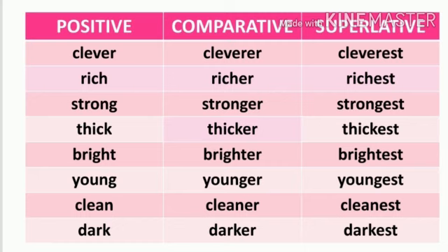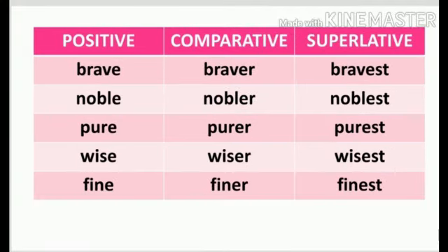Now, just observe the pattern. Clever plus ER, it becomes cleverer. Its comparative degree. And clever plus EST becomes cleverest. That is the superlative degree of the word clever. So, we can say most adjectives form their comparative degree by adding ER and their superlative degree by adding EST to the positive.